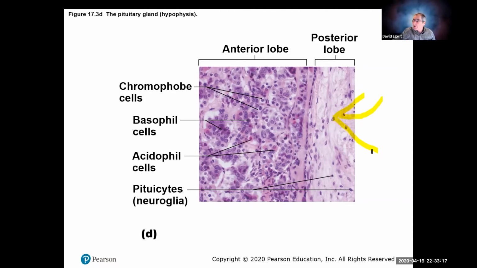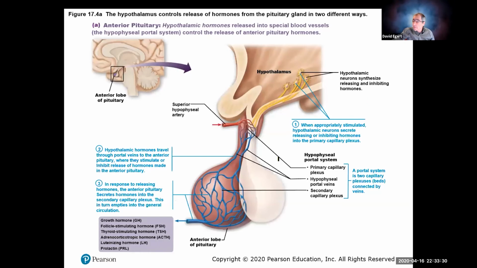The posterior lobe, which is derived from nervous tissue, tends to look more clear than the anterior lobe, which is a bunch of densely packed cells derived from epithelial tissue.